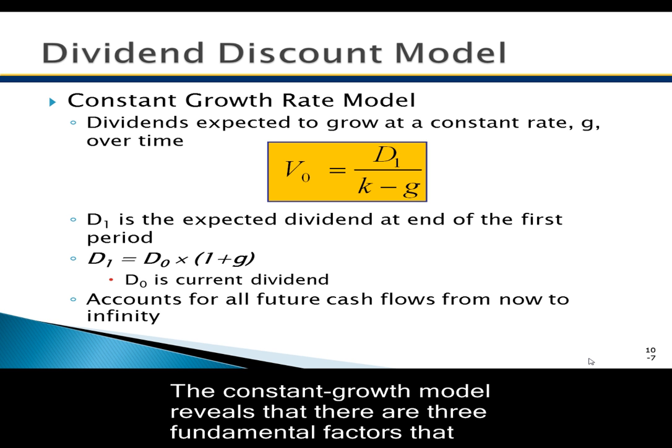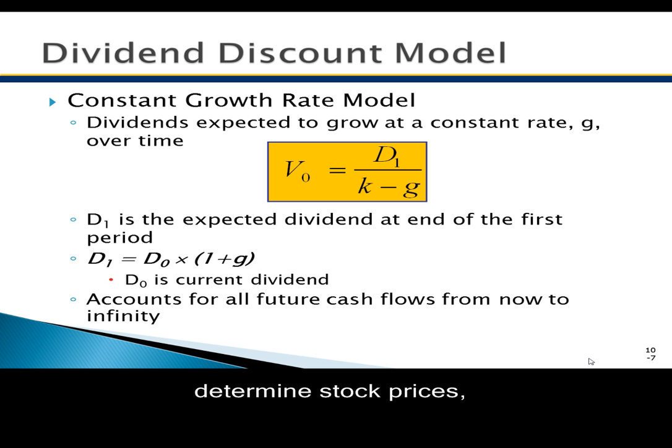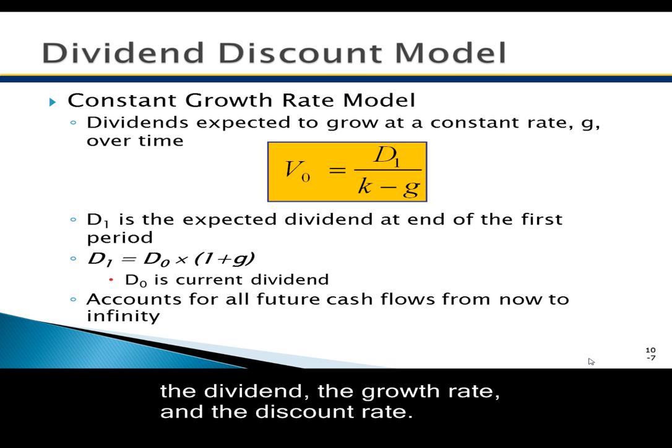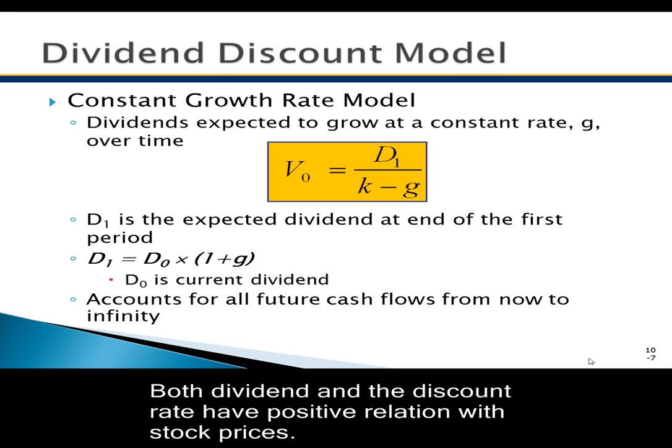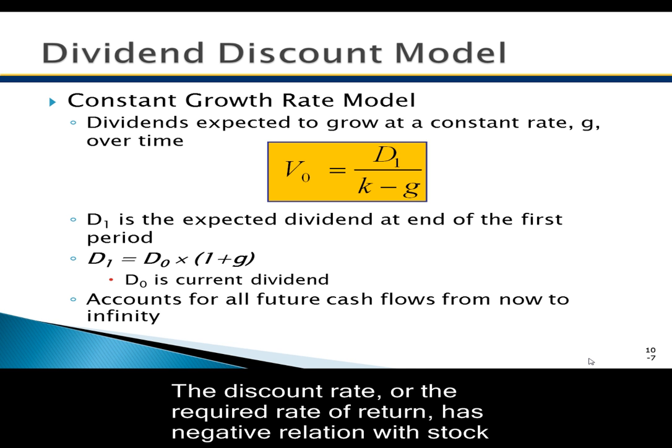The constant growth model reveals that there are three fundamental factors that determine stock prices: the dividend, the growth rate, and the discount rate. Both dividend and the growth rate have a positive relation with stock prices. The discount rate, or the required rate of return for stock, has a negative relationship with the stock prices.